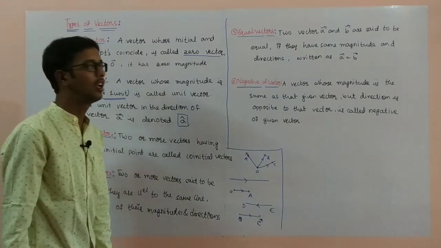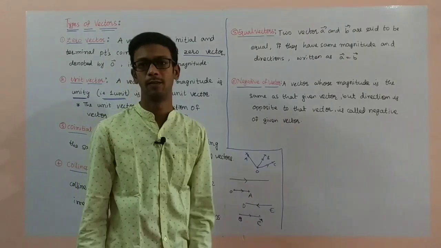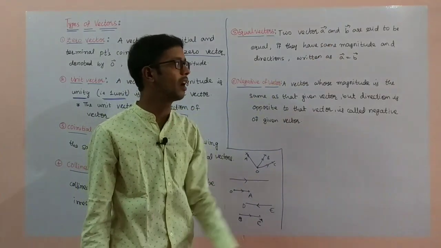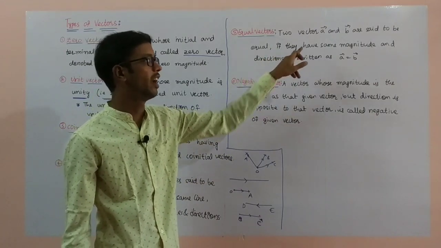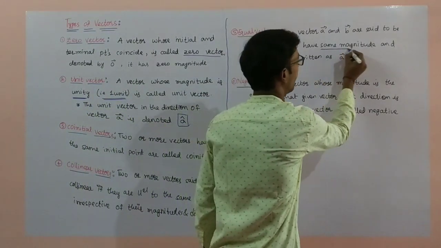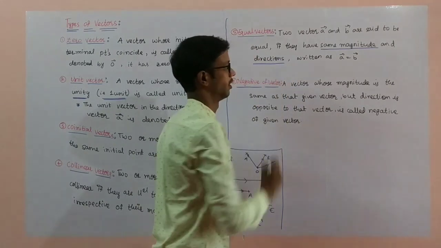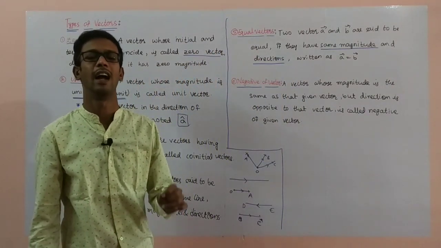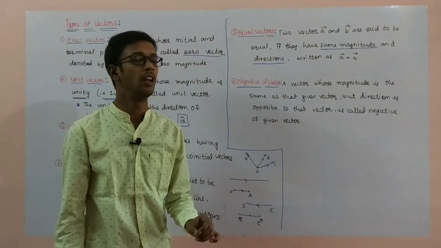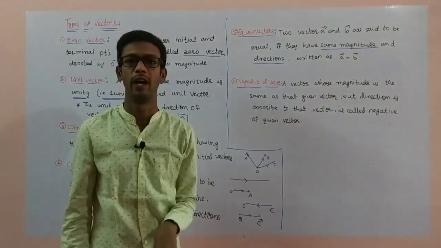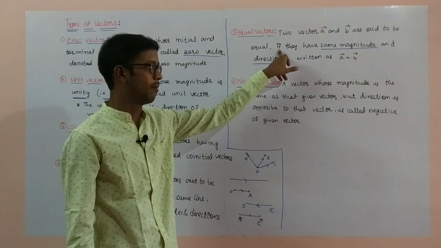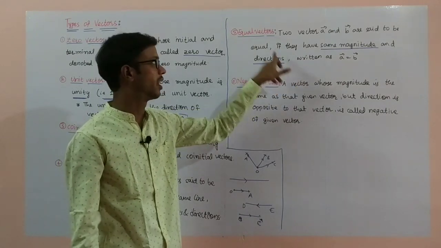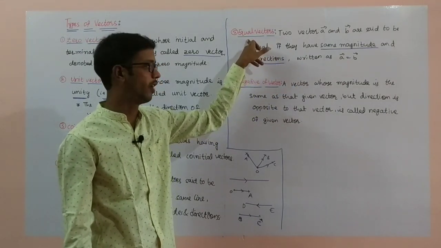Next, equal vectors. Two vectors A bar and B bar are said to be equal if they have the same magnitude and the same direction, irrespective of initial points. Irrespective of initial points, if the same magnitude and same direction are there, those vectors are called equal vectors.